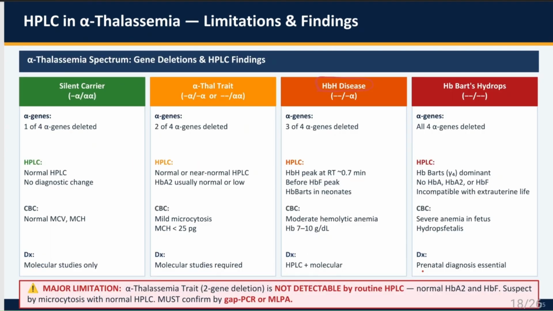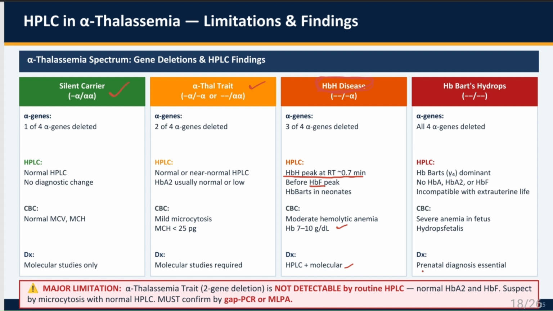HPLC has a very limited role in diagnosis of alpha thalassemia. Why? Because the silent carrier and the alpha thalassemia trait. In these two cases, the HPLC will show normal pattern. But in case of HbH disease, there will be HbH peak at retention time around 0.7 minutes, which comes even before HbF peak. On CBC, we can see moderate hemolytic anemia and hemoglobin around 7 to 10 grams per deciliter. HbH disease can be confirmed by molecular studies.